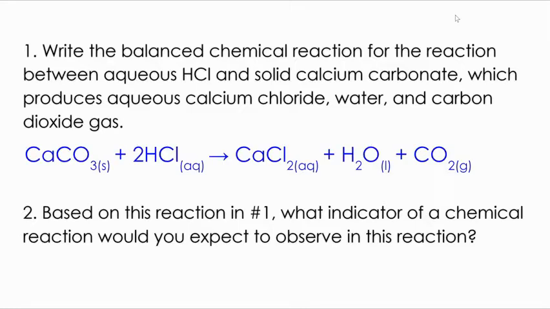Hopefully for your balanced reaction, you got that 1 mole of solid calcium carbonate, CaCO3, will react with 2 moles of hydrochloric acid, HCl, aqueous, to produce 1 mole of calcium chloride, CaCl2, aqueous, and 1 mole of liquid water, H2O, and 1 mole of carbon dioxide gas, CO2. Because we see gas as a part of the products, you should expect to see the production of gas as an indication that the chemical reaction is occurring.